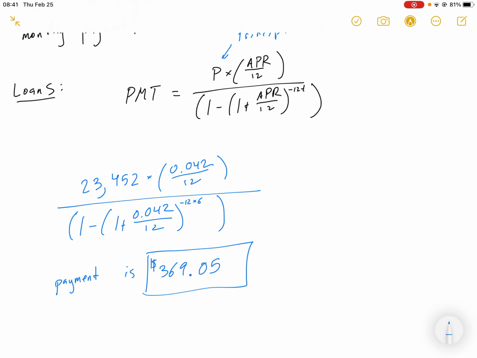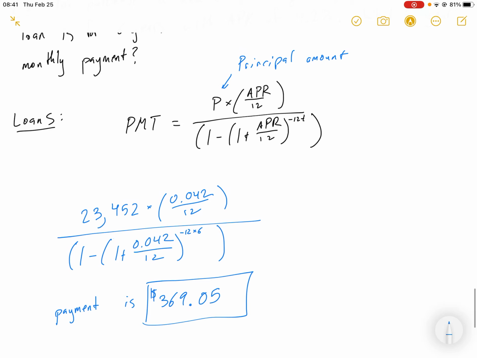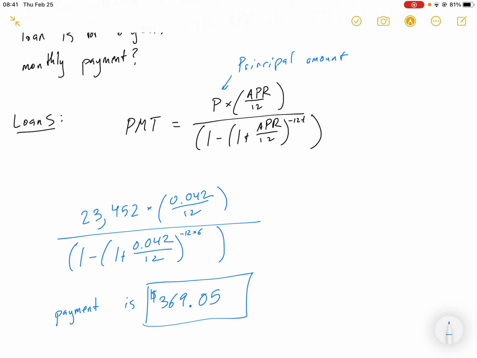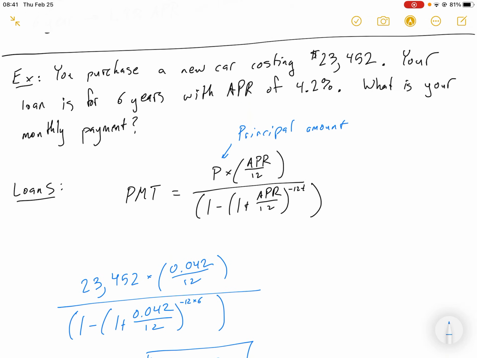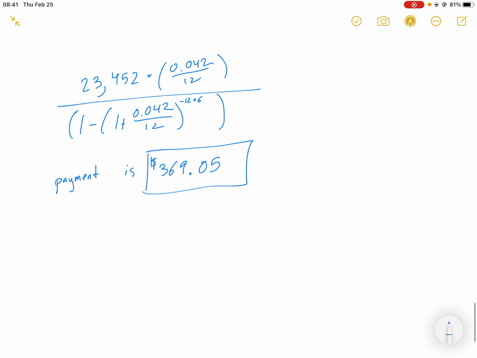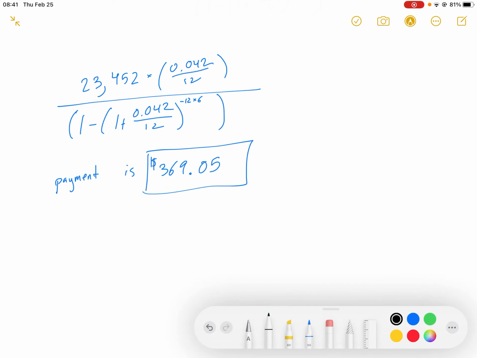So now that we've calculated $369.05, I'm kind of curious how much we actually pay in interest compared with the cost of the car. So the cost was $23,000. Let's see how much extra we pay.